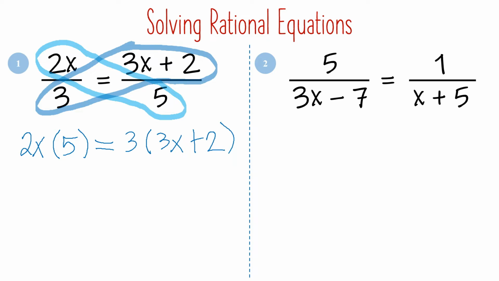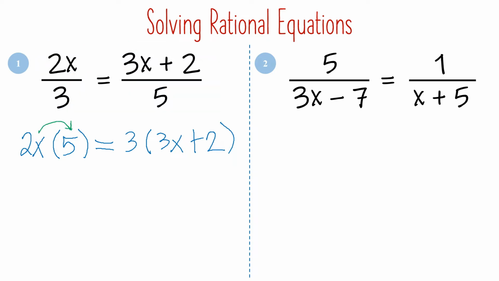Then simplify. Multiply this to 2x times 5. So 2 times 5, that will be 10. Then we'll just copy the variable x. And on the other side, we will multiply 3 to 3x and to positive 2. So 3 times 3x, that's 9x. And 3 times 2, that's positive 6. After that, since we are solving for the variable x, and we still have a variable here, we need to transpose these to the other side and combine it with 10.